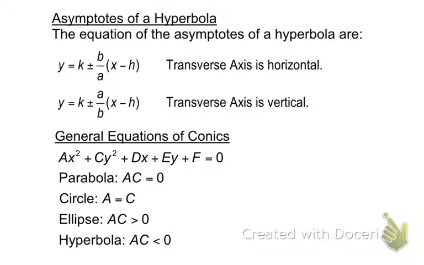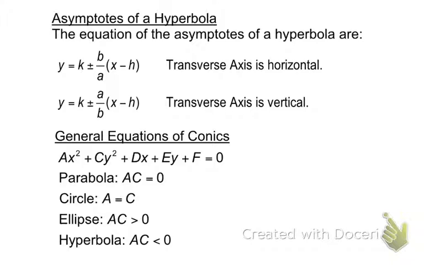The asymptotes of a hyperbola have two different equations, one for horizontal, one for vertical: y equals k plus or minus b over a times x minus h, or y equals k plus or minus a over b times x minus h. I have a hard time remembering which one is b over a or a over b, so I'm going to show you a trick that I use to look at the slope of the line after we graph it, and then we can just write down the slope instead of remembering b over a or a over b.